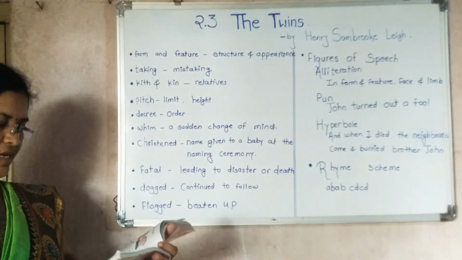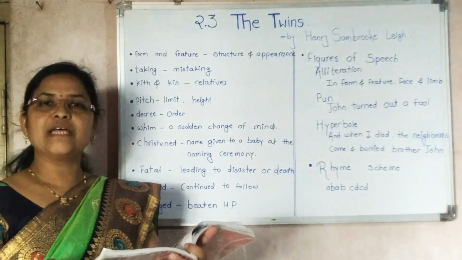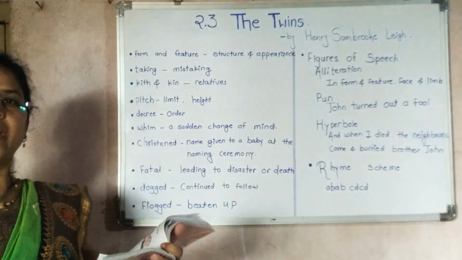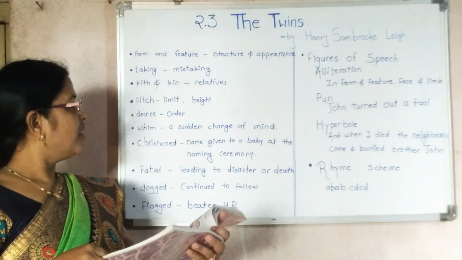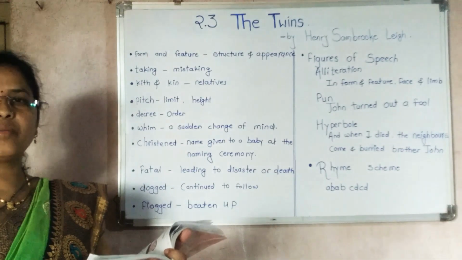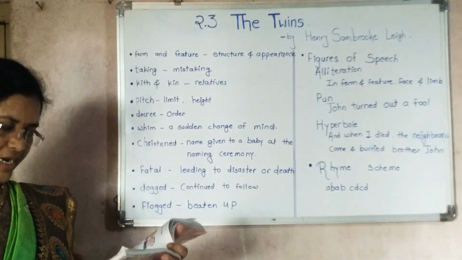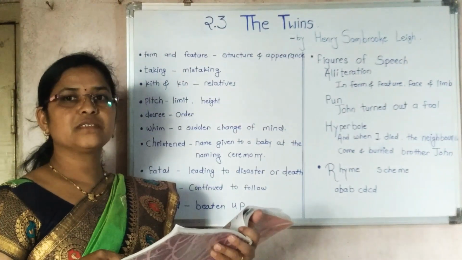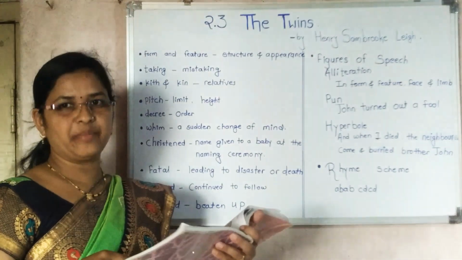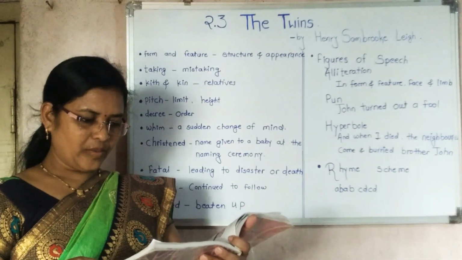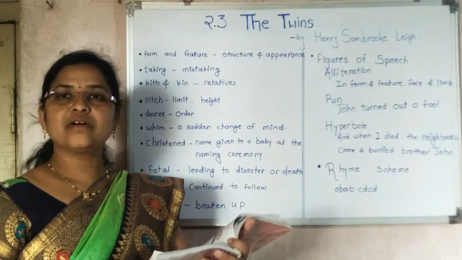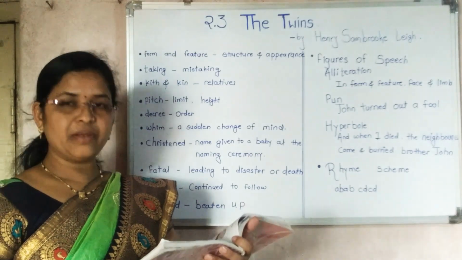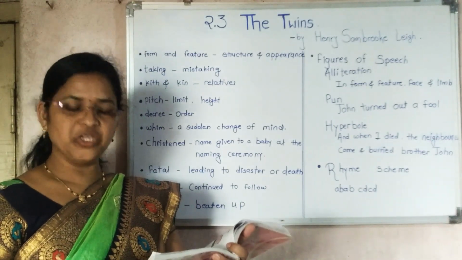In the opening stanza, the poet tells that right from his birth, the poet and his brother grew similar in form and feature, face and limb. What do you mean by form and feature? It means physical structure and appearance. And because of their physical resemblance, the people mistook them for each other.